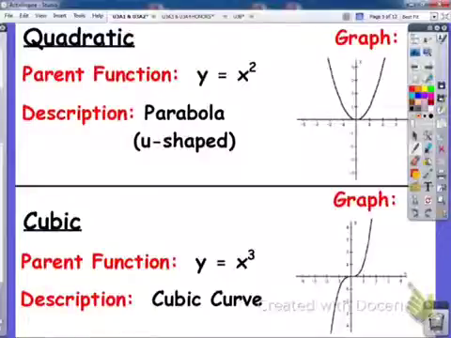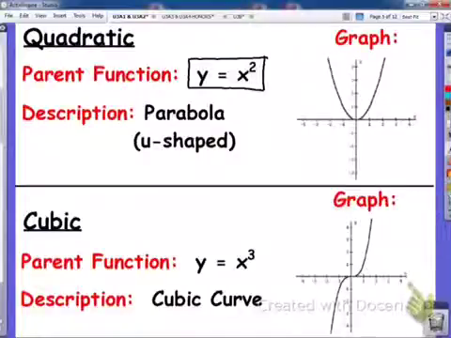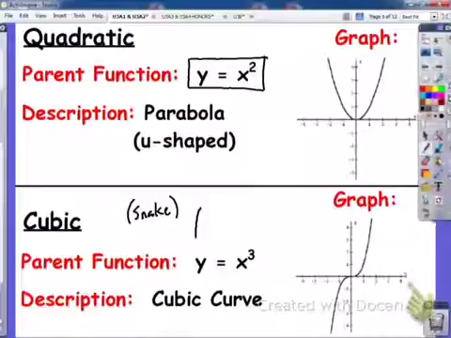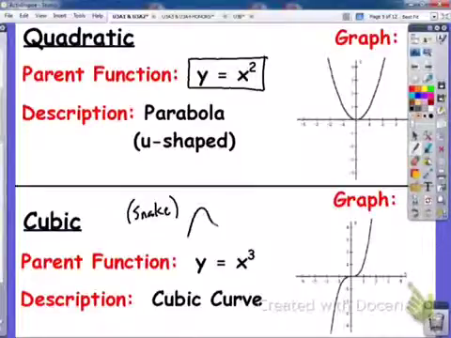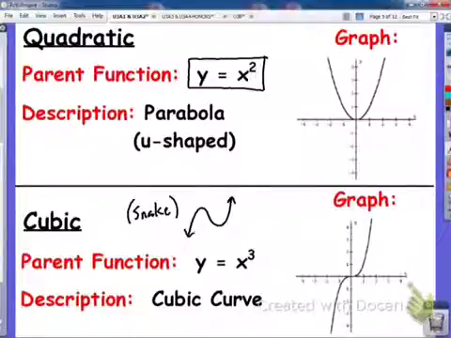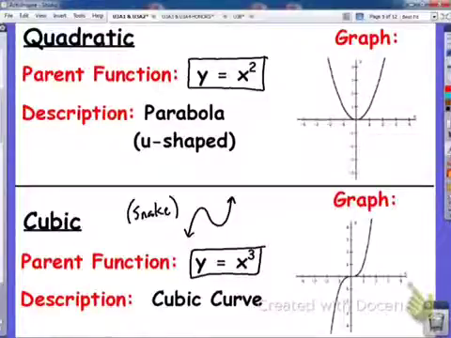All right, the parent function for a quadratic is y equals x squared. It's a U-shaped parabola. It looks like this. A cubic graph is what I sometimes call a snake graph. I don't know why I call it that, but I do. When you start looking at variations of this graph, they look like this. So you can see the idea of a snake there. That's the parent function.